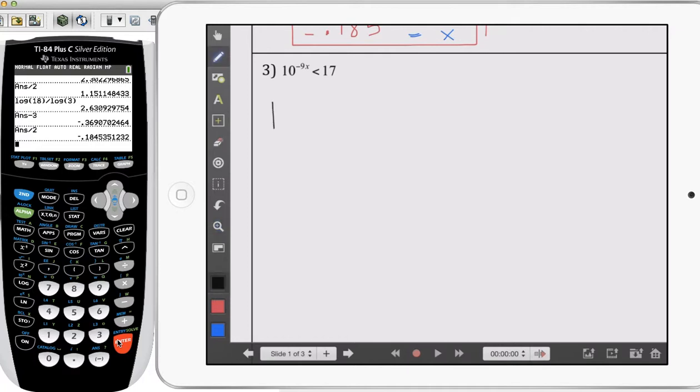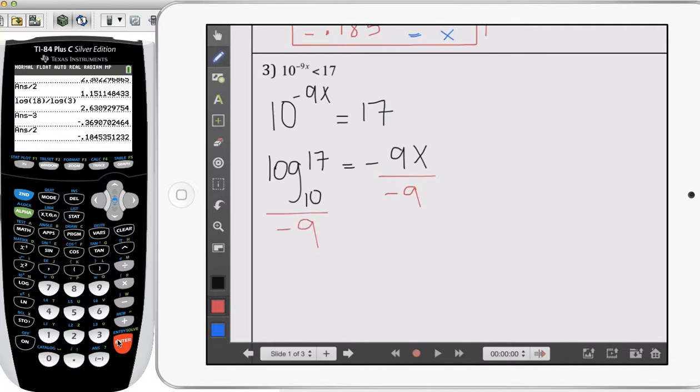Again, to solve this, I have to set it as an equation. Remember, change it to log base 10 of argument 17 is equal to negative 9x. As you can see, x has a negative coefficient. We're going to talk more about this in a minute. Now divide by a negative number. So x is equal to... as you can see, x has a negative coefficient. We'll talk about this. But now let's find this number, guys.